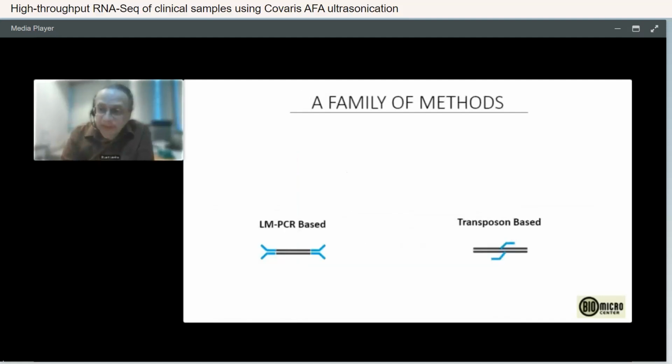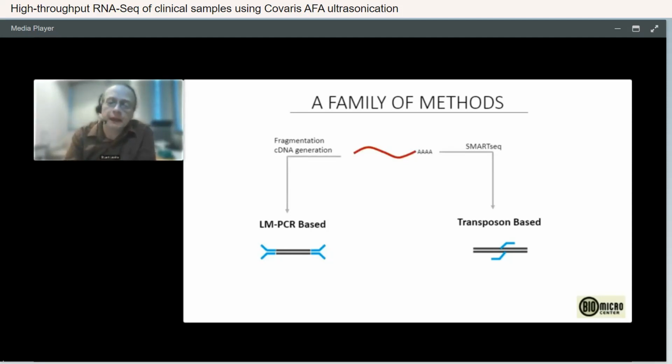So we've expanded this method beyond classic LMPCR. We have a whole bunch of methods it works for. So we can do classic LMPCR, we can do transposon-based, Nextera XT, Nextera Flex. And you can take this and we can do RNA on top of this as well. And whether it's ribosomal depletion, poly-A pull downs, but also then fragmentation and cDNA generation, or SMART-seq-based template switching methods that will make full-length cDNAs, all of which we've been able to miniaturize.